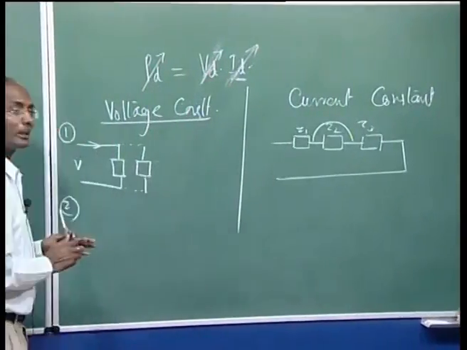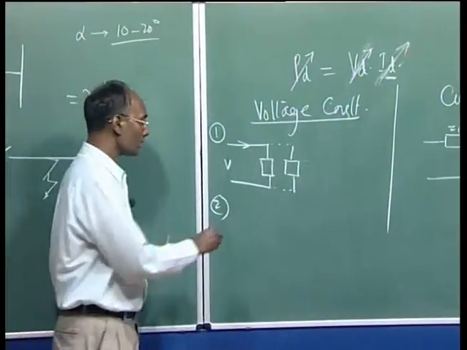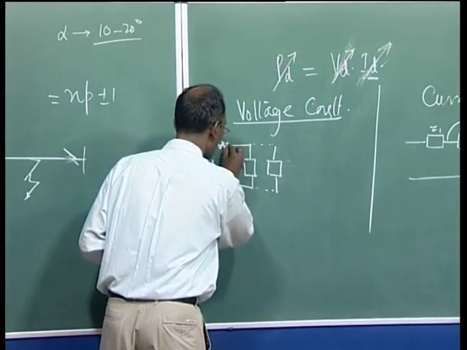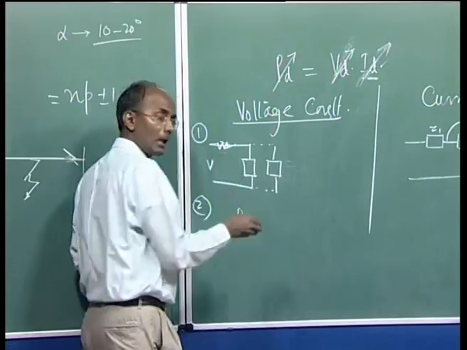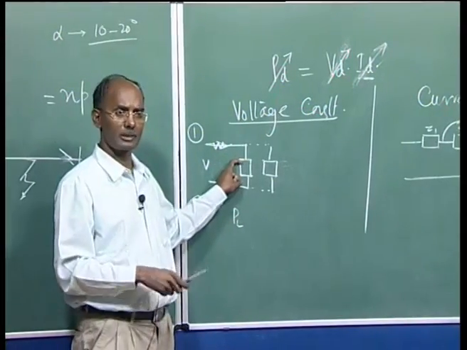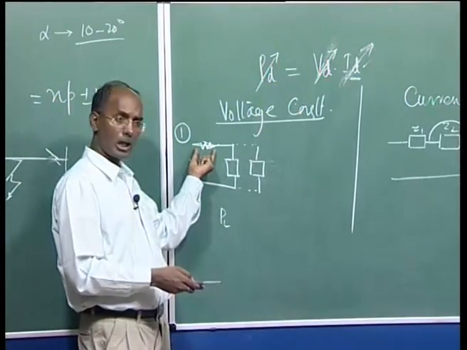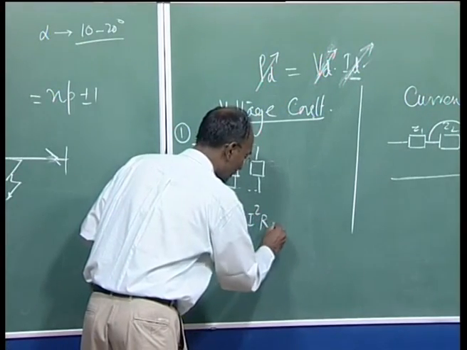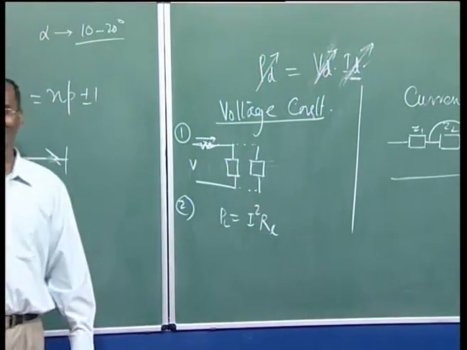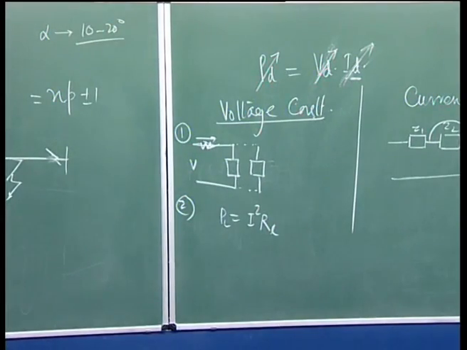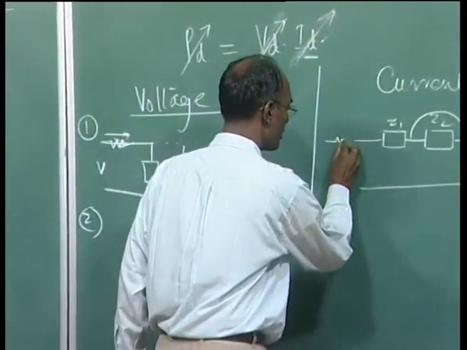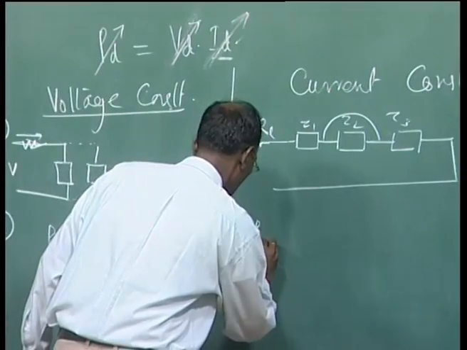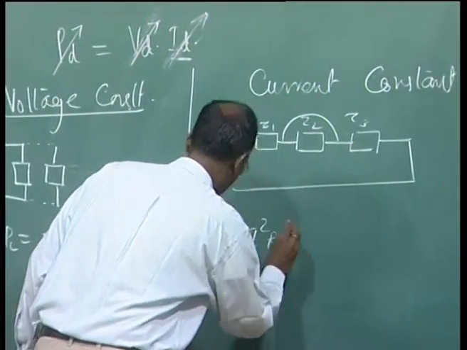Now second, as I said, see about the losses. Here I am talking about the loss in the line, because loss always occurs in the lines, not in the load. Load itself is a loss because the energy is dissipated. So let us suppose this RL is the resistance of the line. The current flowing here is I, so the loss will be I square RL.